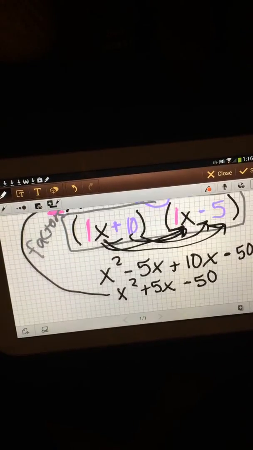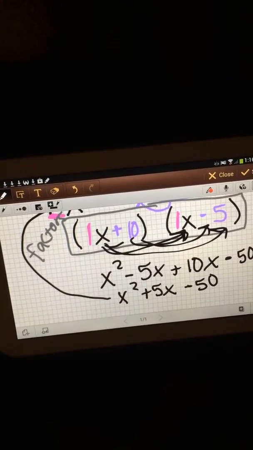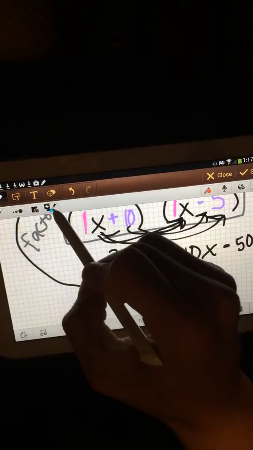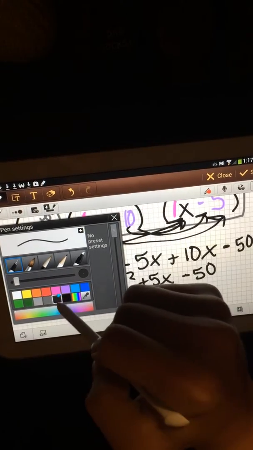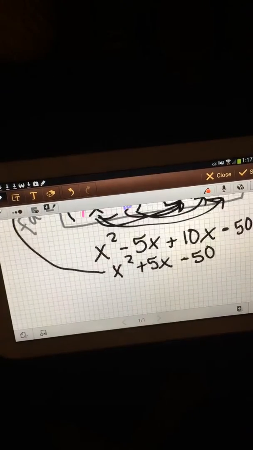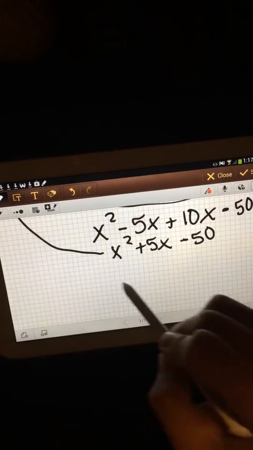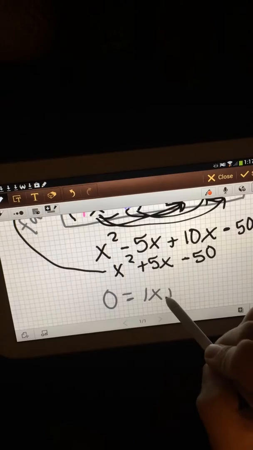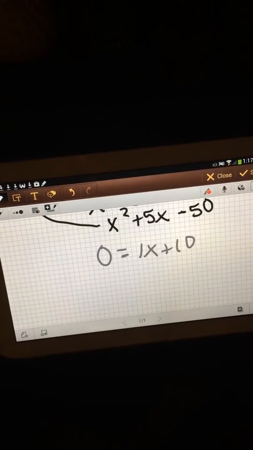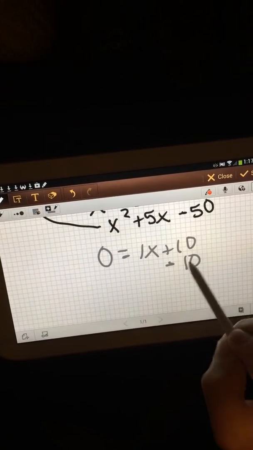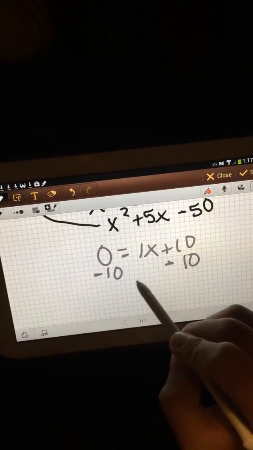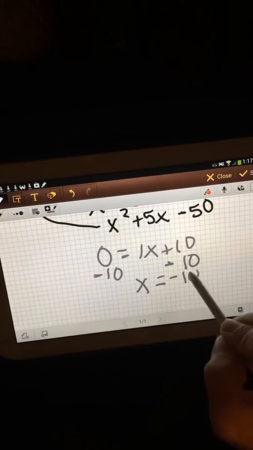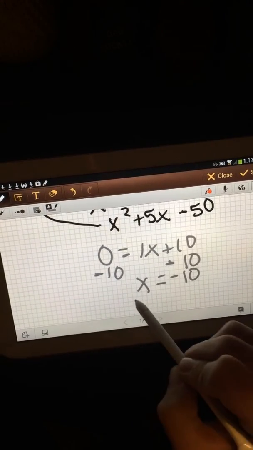So now that we know these are the correct factors, we have to solve the factors. In order to do that, we have to set each one equal to 0. So 0 equals 1x plus 10. Then we go ahead and solve for the variable. Subtract 10 from both sides, and x equals negative 10. And that will be one of our answers.